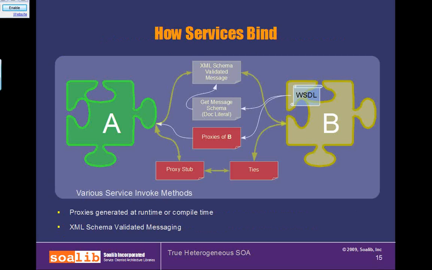Now, slide number 15. This slide shows you how services are bound. A web service exposes a WSDL, and this WSDL is fetched by a proxy generator, which builds the proxies for the client. In this case, A is the client. Once the proxies are built, they become part of A, and A will communicate with B using the proxy.